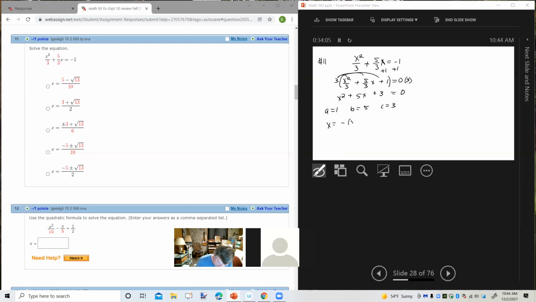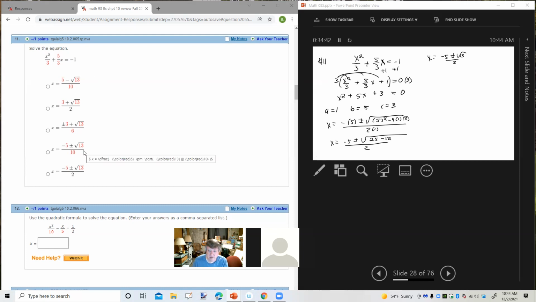X equals negative b plus or minus the square root of b squared minus 4ac all over 2a. X equals negative 5 plus or minus the square root of 25 minus 12 all over 2. X equals negative 5 plus or minus the square root of 13 all over 2. So in this case, they've got the plus or minus notation because we don't have to enter it. So let's see, we want negative 5 plus or minus the square root of 13 over 2. Okay, so it's this one right here.